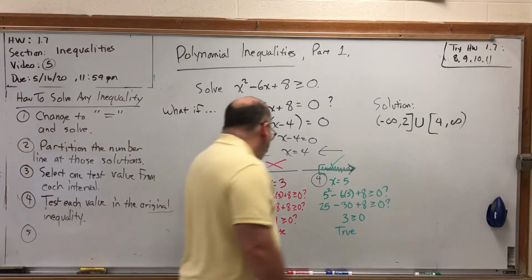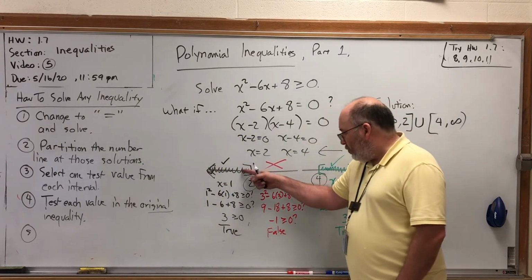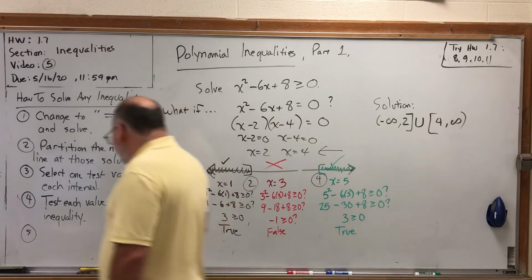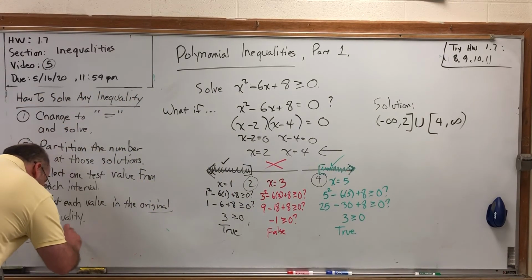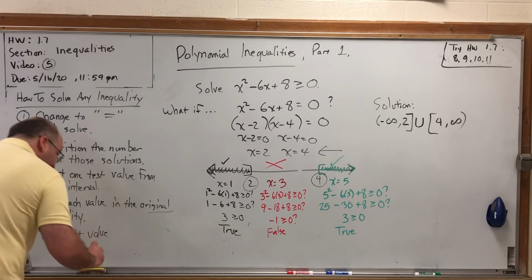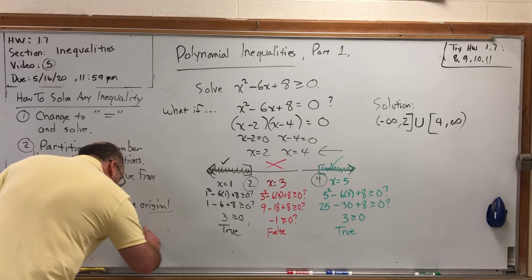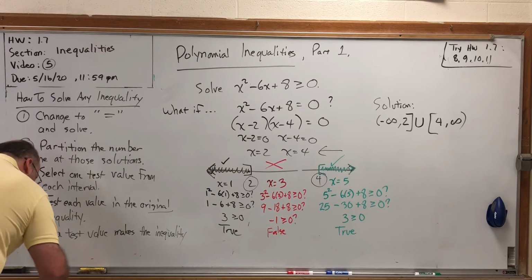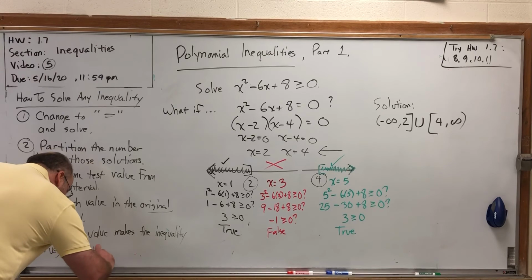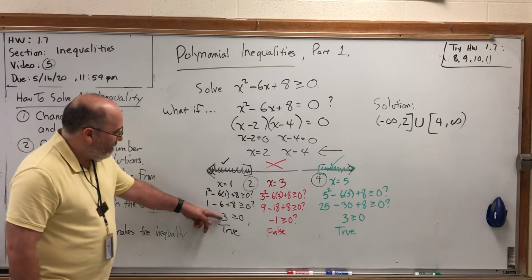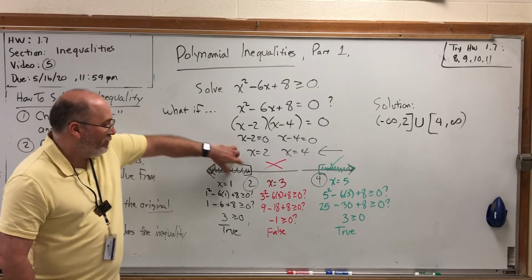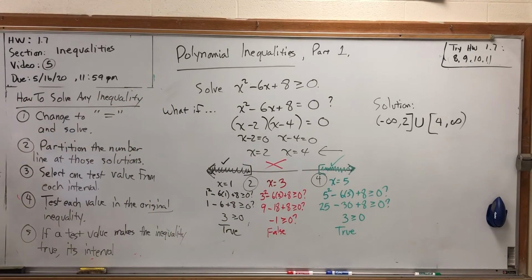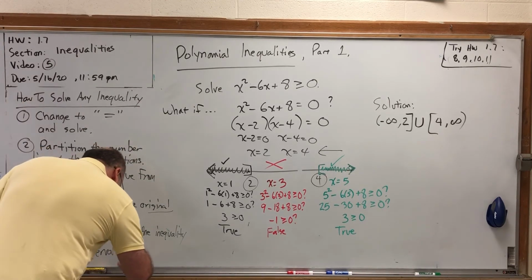And after we tested them, we basically passed judgment on each interval. Interval number 1, you make the inequality true. Interval number 2, you made it false. Interval number 3, you made it true. So our fifth and final step is if a test value makes the inequality true, its interval, because remember, the test value came from an interval. Test value of 1 came from the left interval. Test value of 5 came from the right interval. Test value of 3 came from the middle interval. If a test value makes the inequality true, its interval is part of the solution.